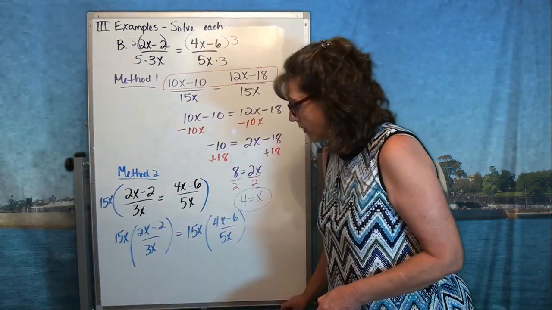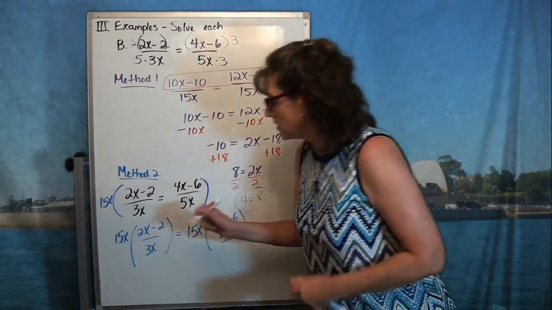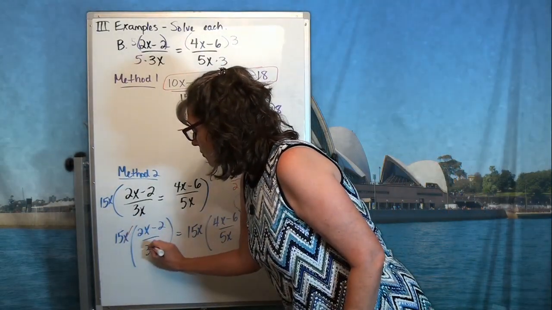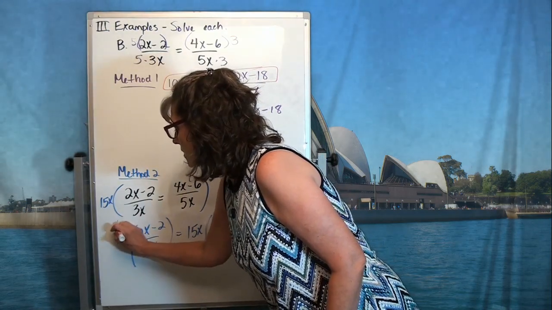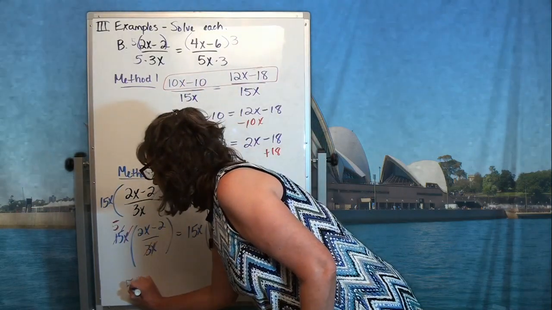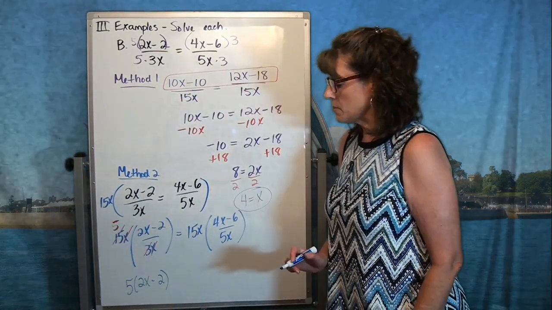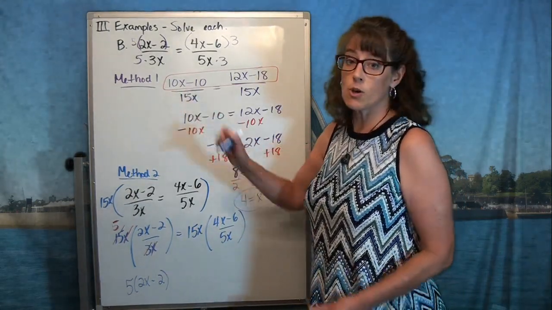Because when I multiply through, and remember, canceling on those diagonals for multiplying fractions, the x's will cancel, and 3 goes into 3 once, 3 goes into 15 5 times. I will be left with 5 times 2x minus 2, and 5 times 2x minus 2 is 10x minus 10, like we saw right here.